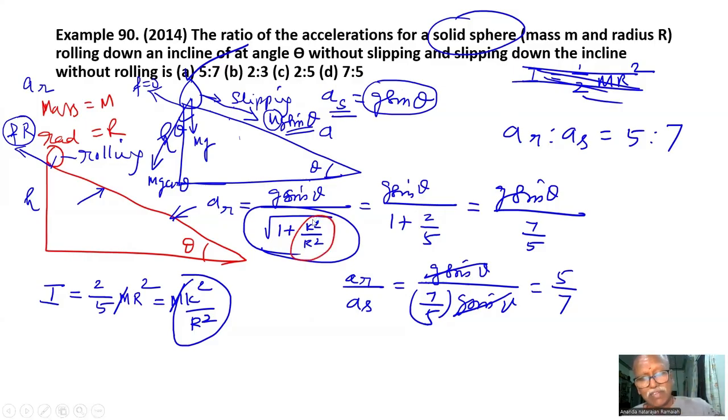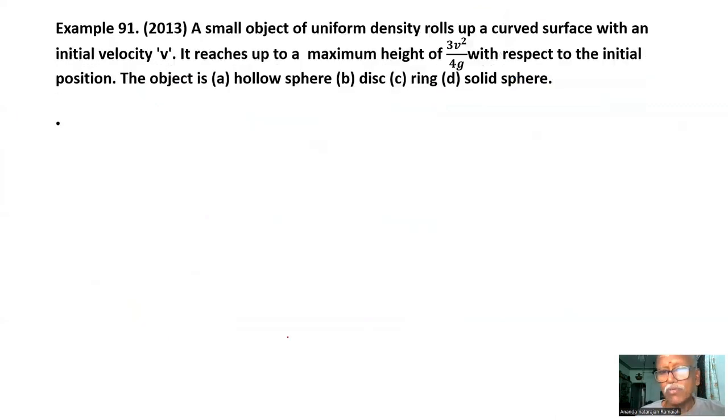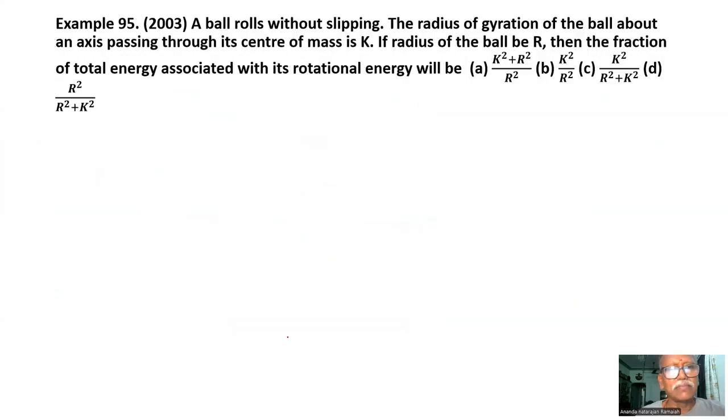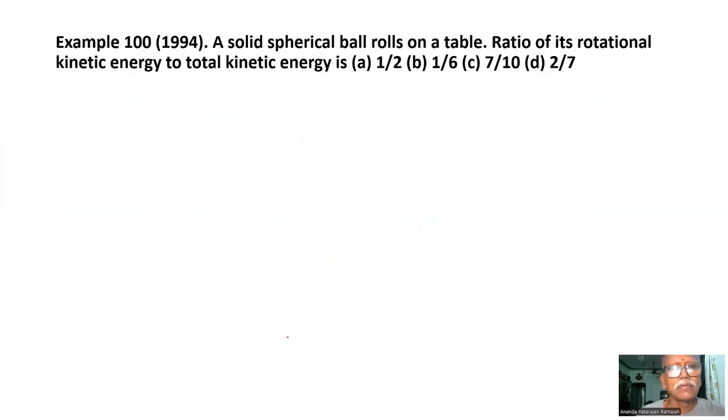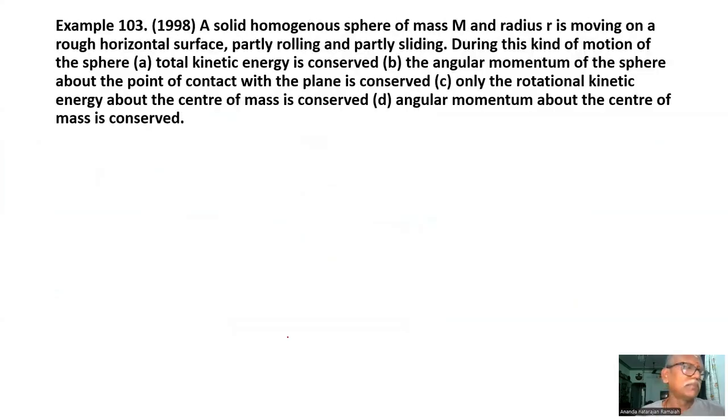This is one way of solving. Suppose you want to find the acceleration. If you do not remember that k square by r square equals 2 by 5, then how to solve this? That we'll see now. How to find the acceleration? What did we get?